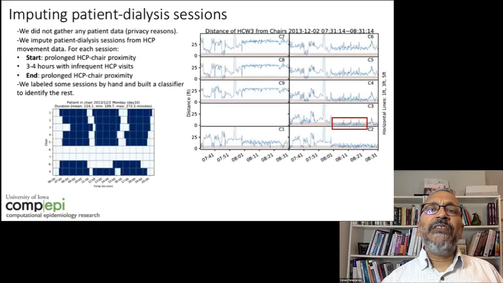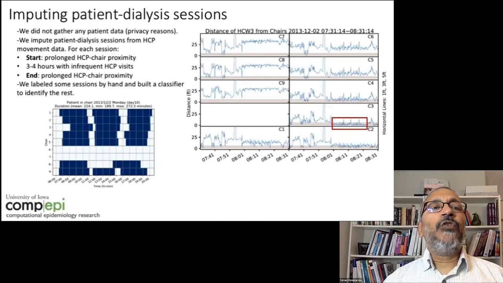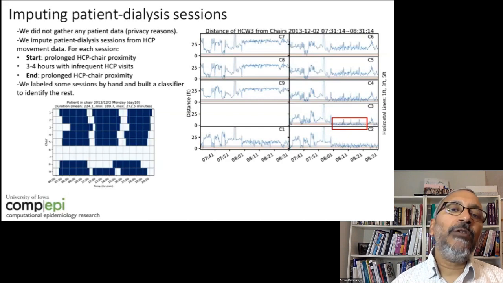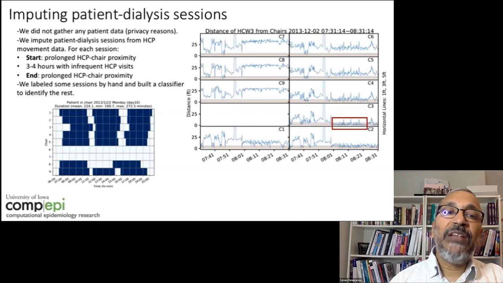Also, for privacy reasons, we did not gather any patient data. And so we had to impute dialysis sessions. So we had to kind of figure out when dialysis sessions would start and when they would end. And we actually used the HCP mobility data that I just mentioned in order to impute dialysis sessions.